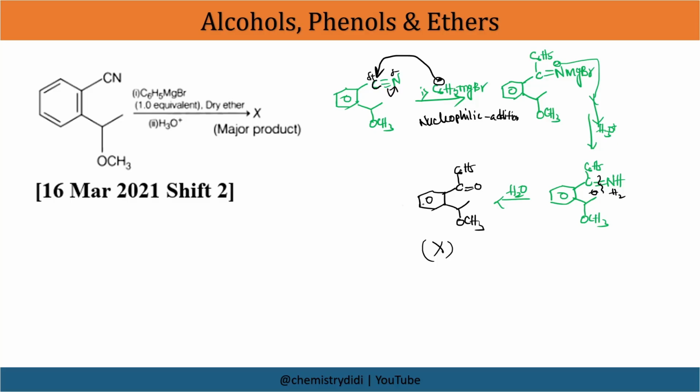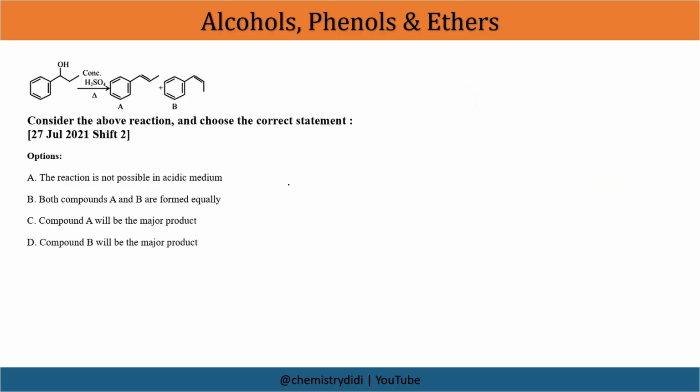Also, further, we can do so many reactions on this compound. We can use one more mole of this Grignard reagent and do many reactions, but they have asked for the major product. Here we have already got it, right? So yeah, that's it for this particular question. And next, let's move to the next question.